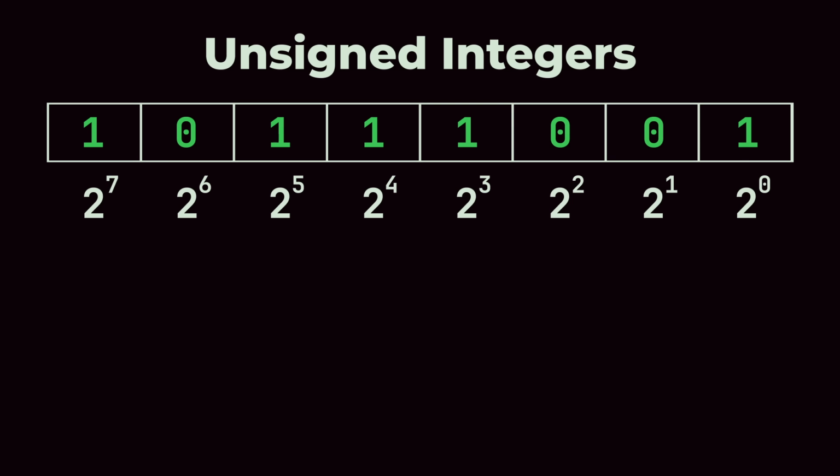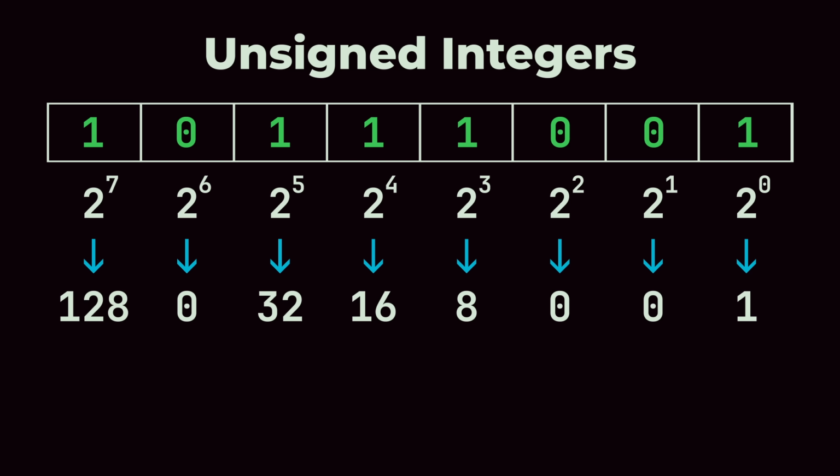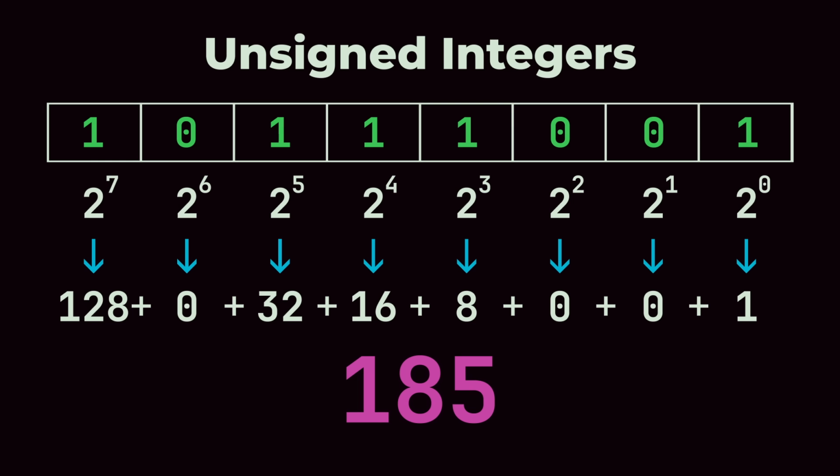So in this example, since this bit is 1, we add 2 to the power of 7, which is 128. The next bit is 0 and contributes nothing. Then, with this bit, we add 2 to the power of 5, and so on. And if we add all these values up, we get 185. So this binary number represents 185 in the unsigned binary format.